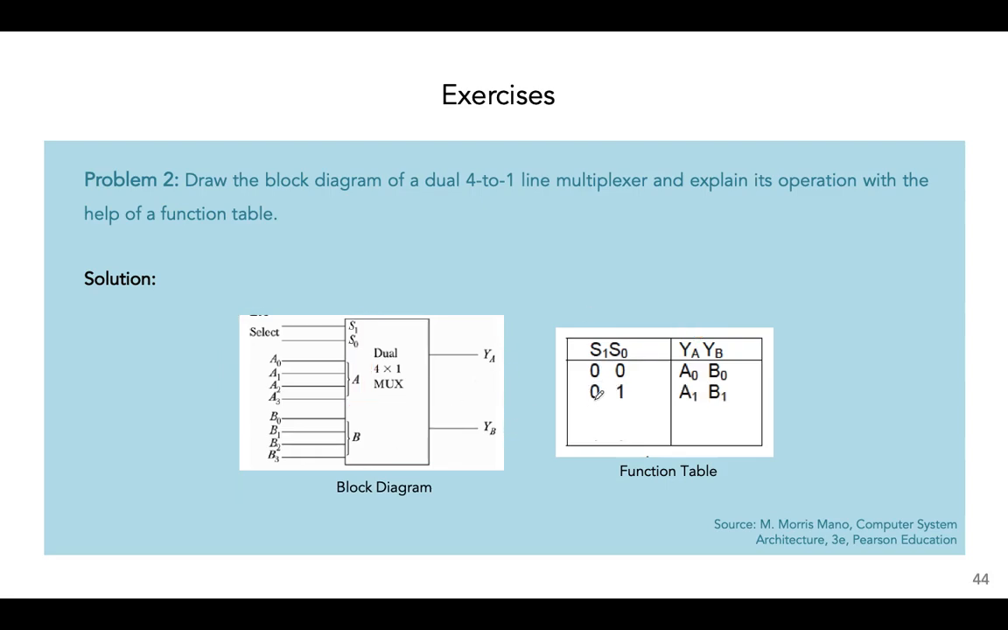Similarly, when these are 0 and 1, A1 from this set of inputs and B1 from this set of inputs will become the outputs, as we have mentioned here, right? Then when S1 and S0 are 1, 0, A2 from this set of inputs and B2 from this set of inputs will be activated. They will become the outputs, like so. And finally, for 1, 1. So this is how a dual 4 to 1 line multiplexer works.